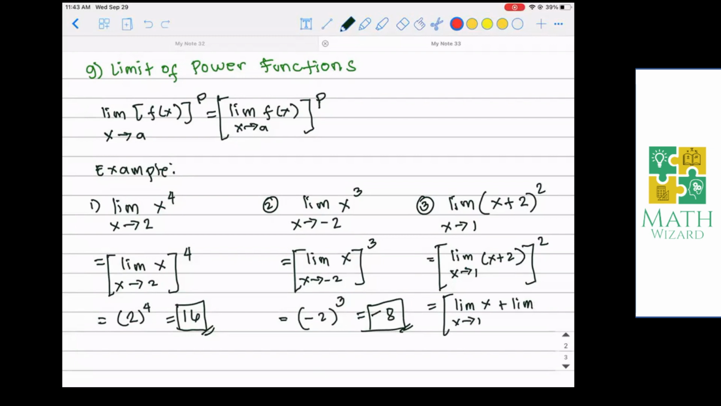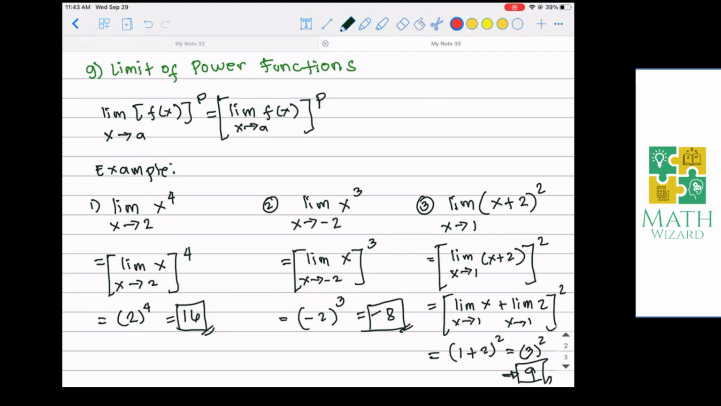The limit of 2 as x approaches 1, and then square. So the limit of x as x approaches 1 is 1, plus the limit of 2 as x approaches 1, which is 2, squared. So this becomes 3 squared, or this is equal to 9. So the final answer is 9. So that's the limit of a power function.